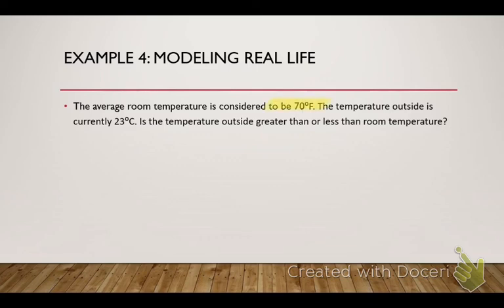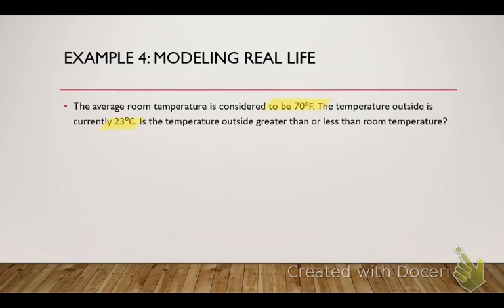All right, so somebody tell me, why can't I just automatically say, well, duh, 70 is bigger than 23? Why can't I say that, Shemaya? Because Celsius and Fahrenheit, Celsius looks lower than Fahrenheit. Exactly. It looks like it's lower, but I can't really tell until I'm comparing the same units, okay?